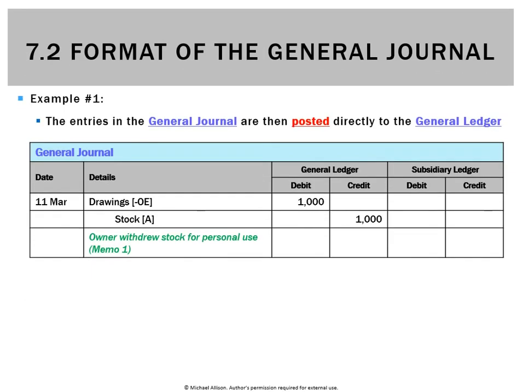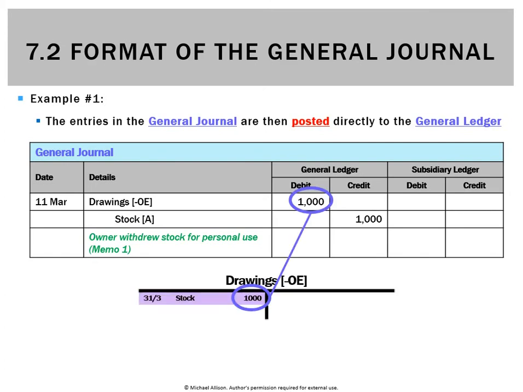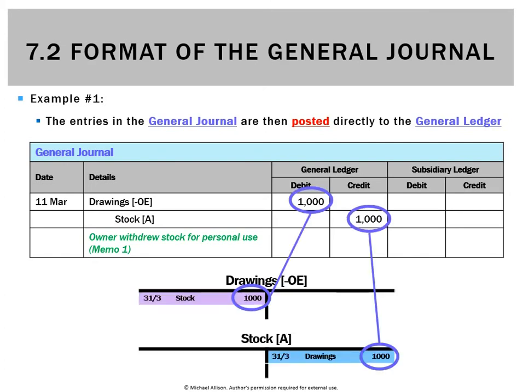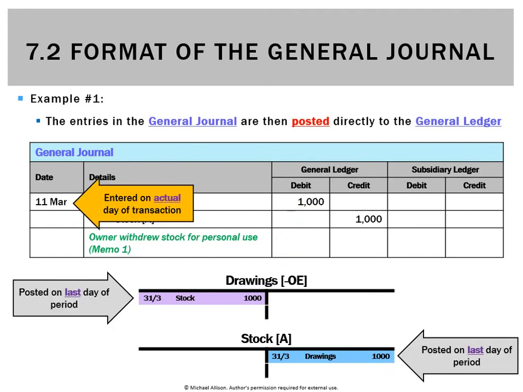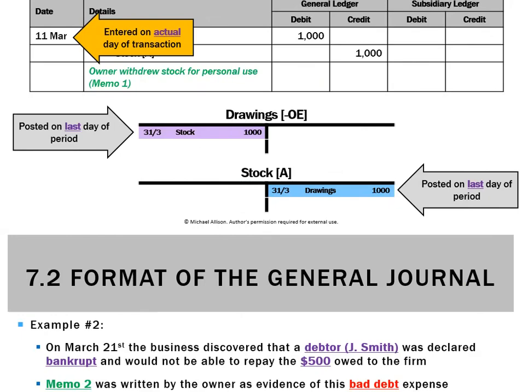We now post each transaction individually to the general ledger. We don't total them up or anything like we would in the special journals. We just post that debit there to drawings and the credit there to stock. Looking at the dates in the journal, we always enter transactions on the actual day, but in the general ledger for drawings and stock, we always post on the last day of the period.